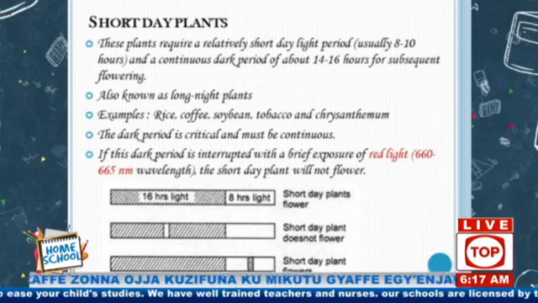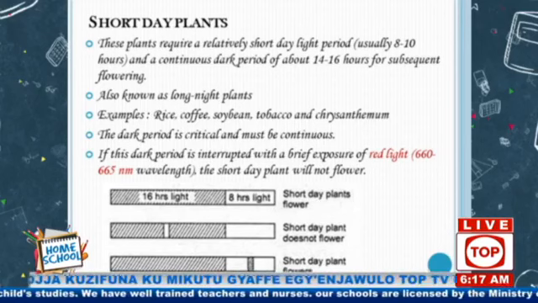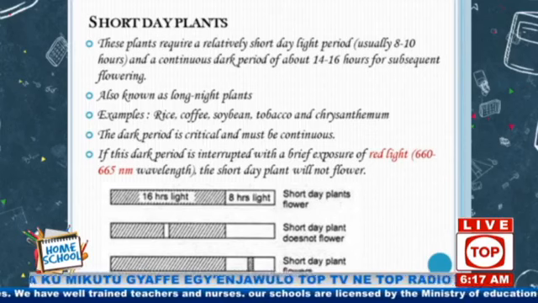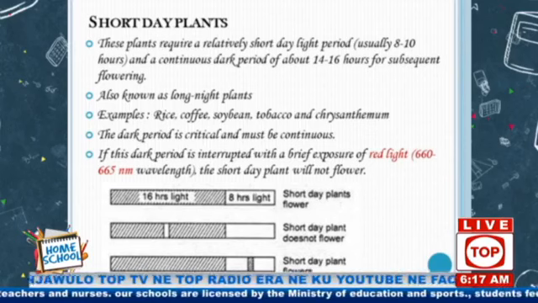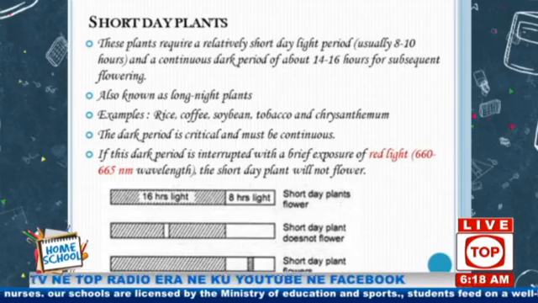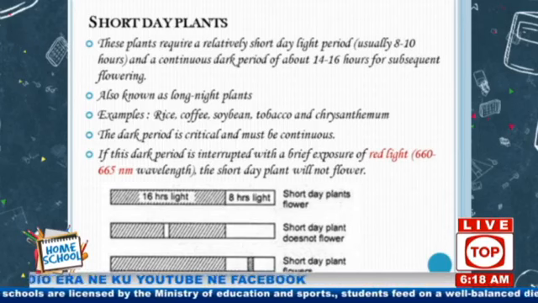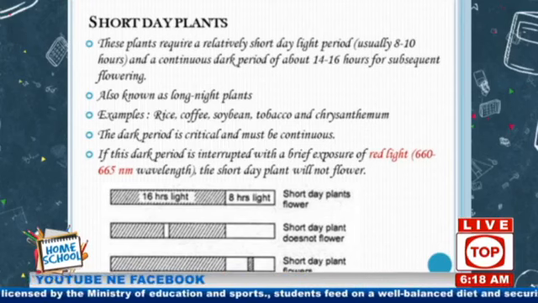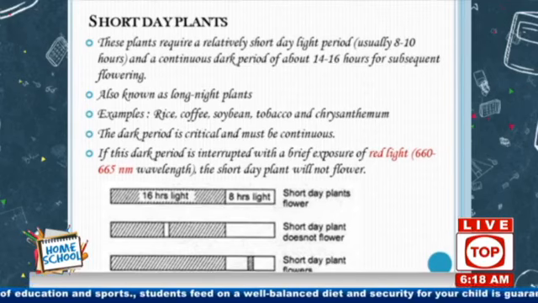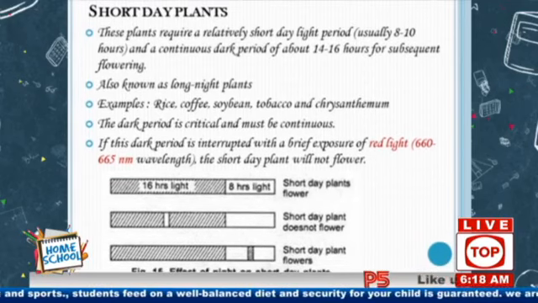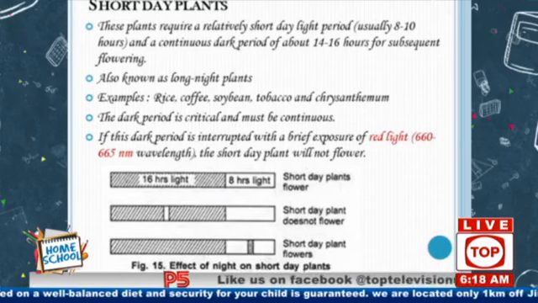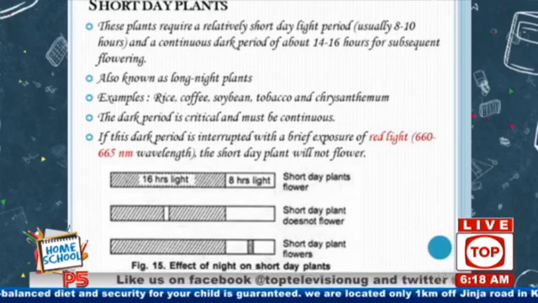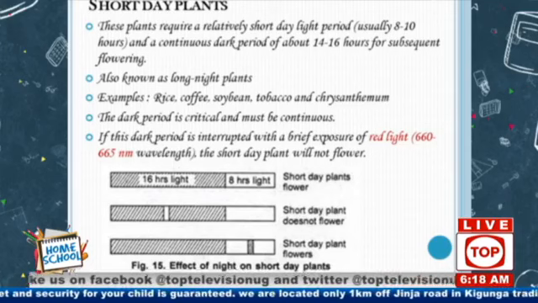However, experiments were done on the short-day plants, and we are going to talk about that more. Some examples we have there: rice, coffee, soybean, tobacco, and chrysanthemum. Most of the common examples we know. These plants require a period of at least 14 to 16 hours of night. If they are not provided with this period of night time, they may not be able to flower.